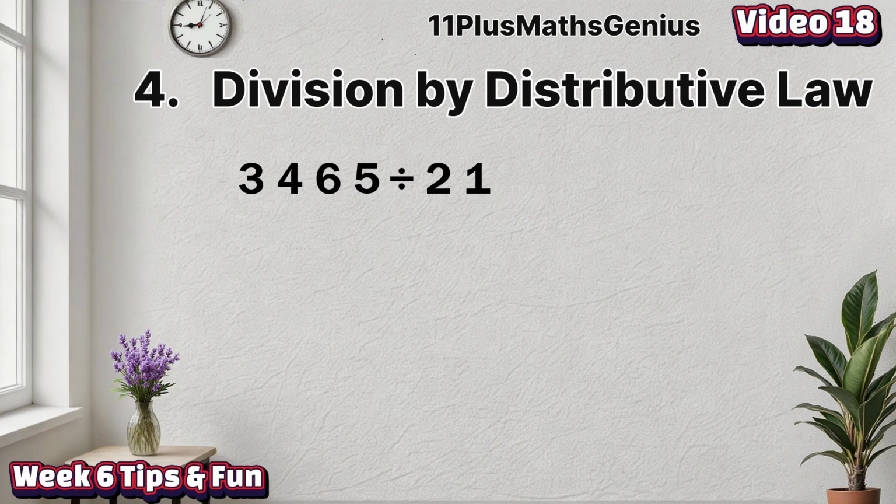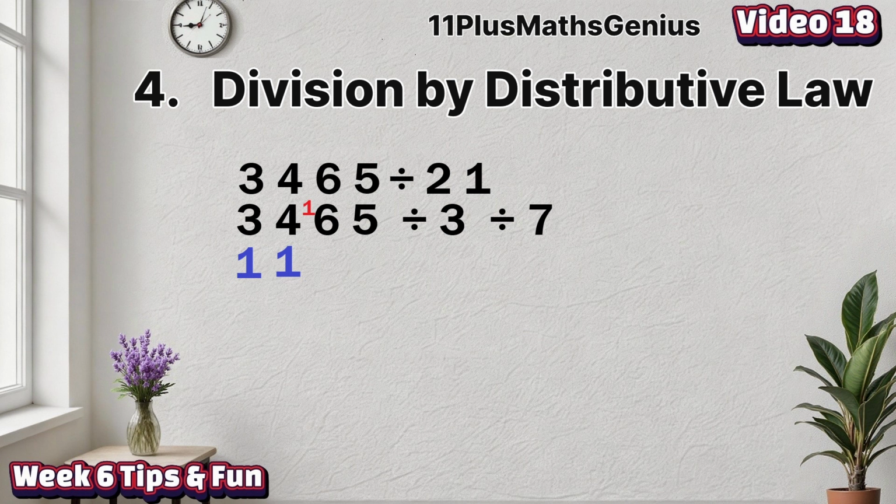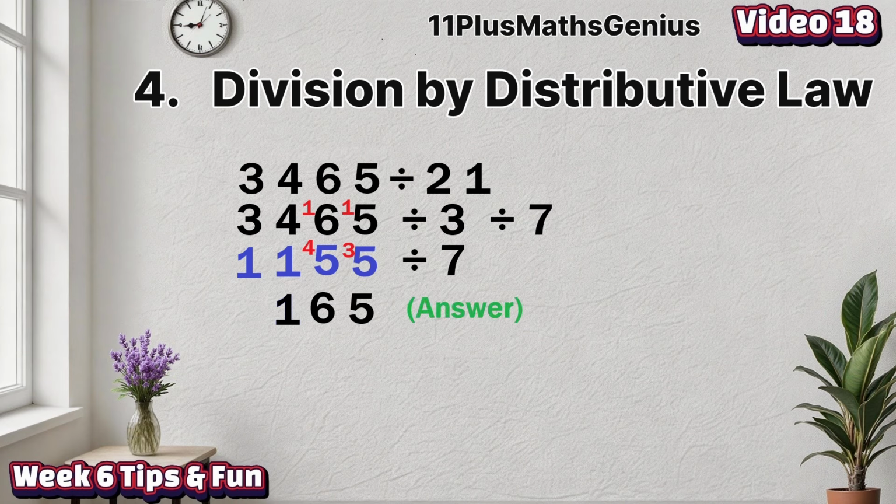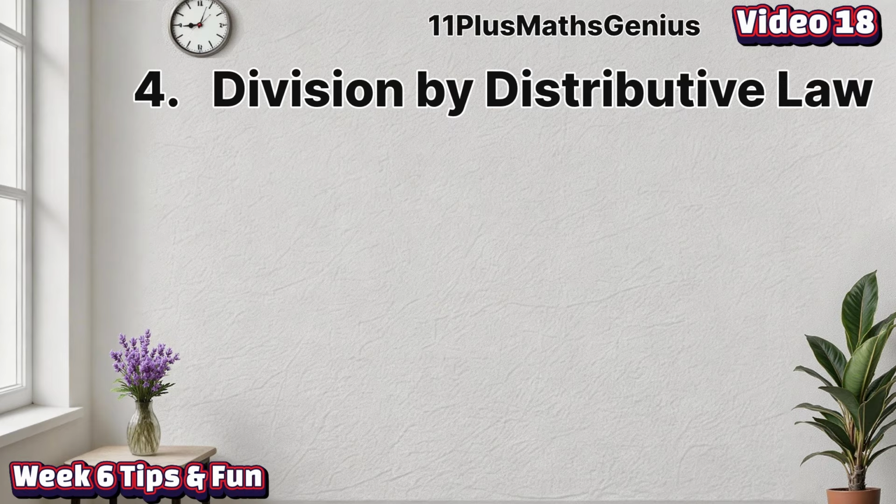3465 divided by 21. We split 21 into 3 and 7. 3 times 1 is 3. We put the remainder 1 before 6. 3 times 5 is 15. Now 7 times 1 is 7. We put the remainder 4 before 5. 7 times 6 is 42. We put the remainder 3 before 5. 7 times 5 is 35. The beauty of this method is that we get the remainder before the quotient.